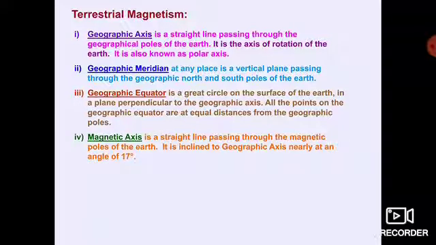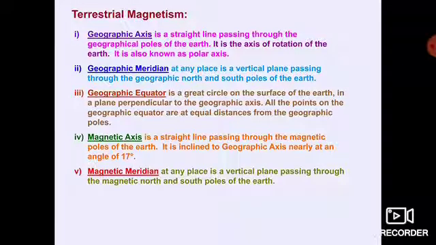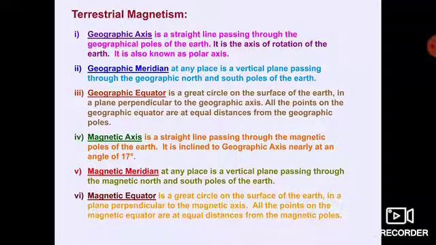Magnetic axis is a straight line passing through the magnetic poles of the Earth. It is inclined to the geographic axis at an angle of nearly 17 degrees. Magnetic meridian at any place is a vertical plane passing through the magnetic north and south poles of the Earth. Magnetic equator is a great circle on the surface of the Earth in a plane perpendicular to the magnetic axis. All the points of the magnetic equator are at equal distances from the magnetic poles.